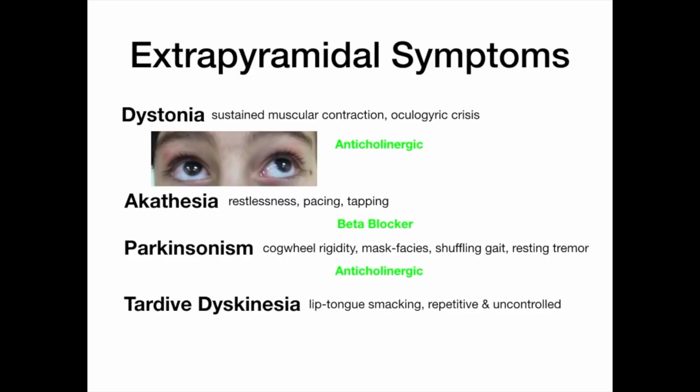The last one is tardive dyskinesia, and this is probably the highest yield here because its treatment is interesting. There really is no treatment. The first thing you do is you discontinue the antipsychotic that's causing it. The second thing you do is you may or may not give them clozapine.